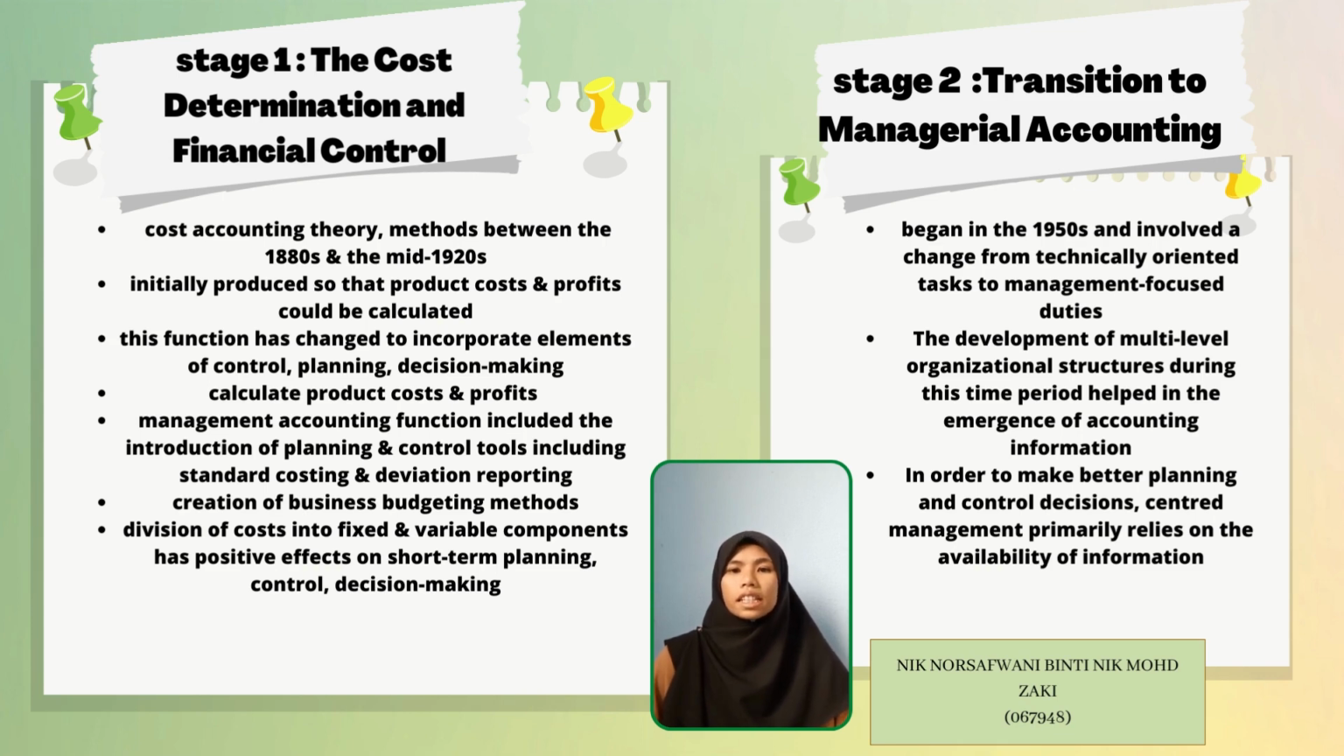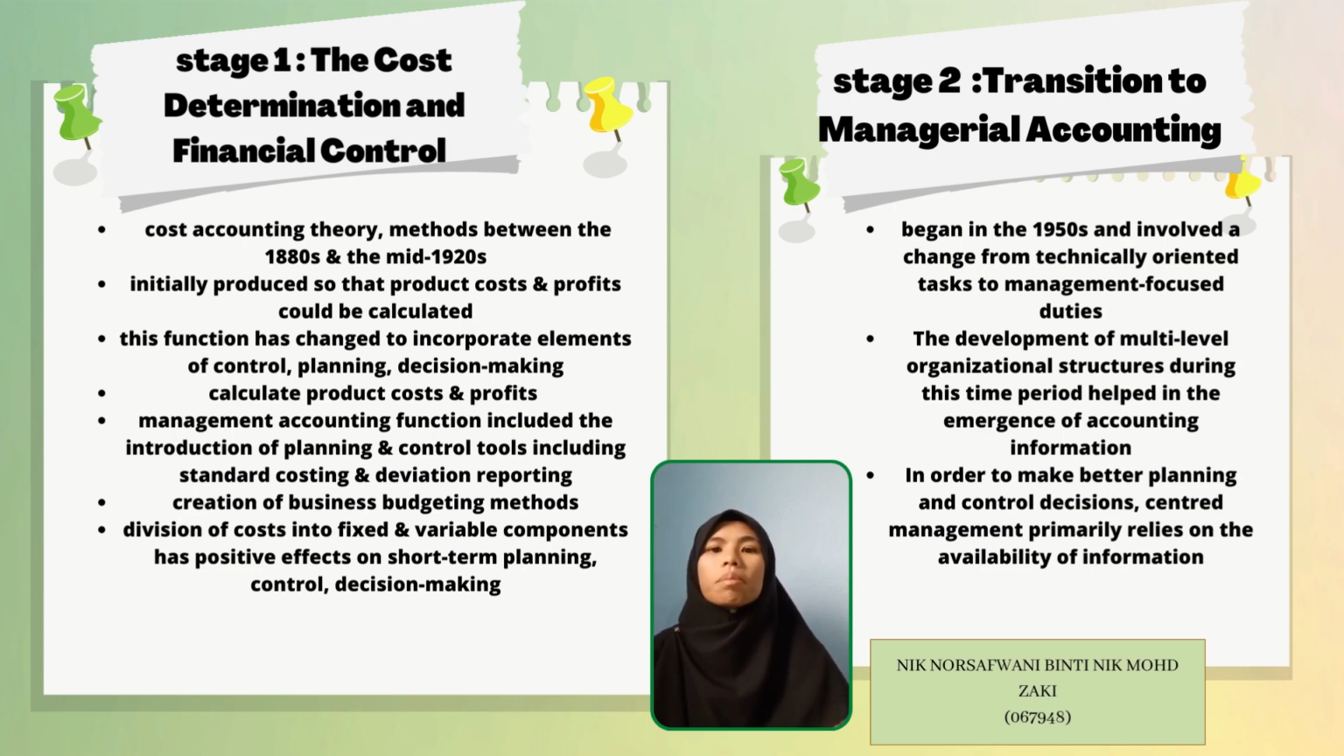Unlike conventional costing and budget control systems, providing cost data for decision making is the latest evolution of yearly cost accounting data. The division of costs into fixed and variable components has positive effects on short-term planning and control as well as decision making. The second stage, known as the transition to managerial accounting, began in the 1950s and involved a change from technically oriented tasks to management-focused duties.